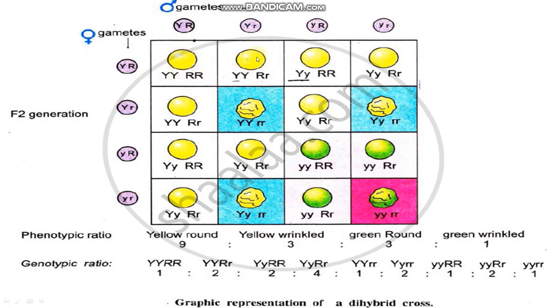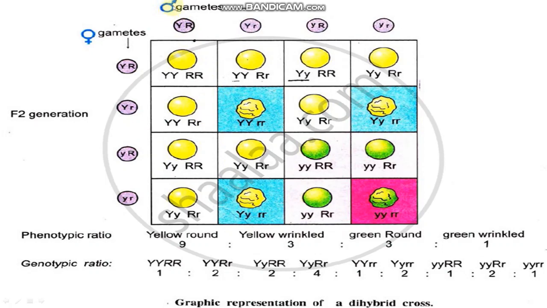Yellow wrinkled seeds form here. Also yellow round. You can see capital Y, small y. If capital Y is there, then the capital Y gene will be dominating here, right? So 9 is to 3 is to 3 is to 1. This is the phenotypic ratio of the dihybrid cross. Hope you people are getting it.